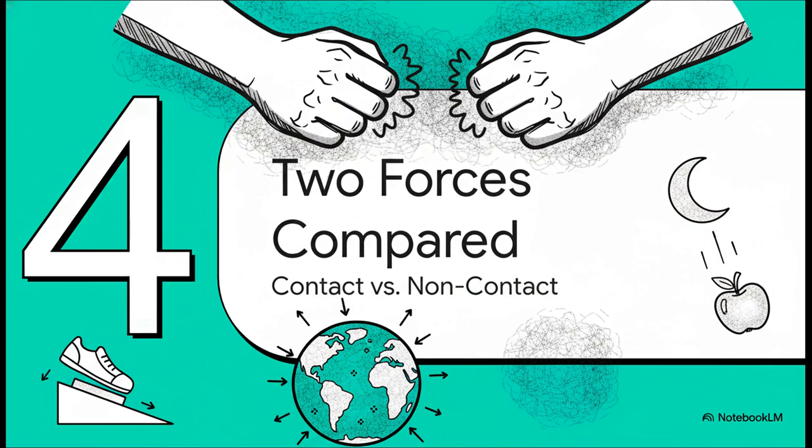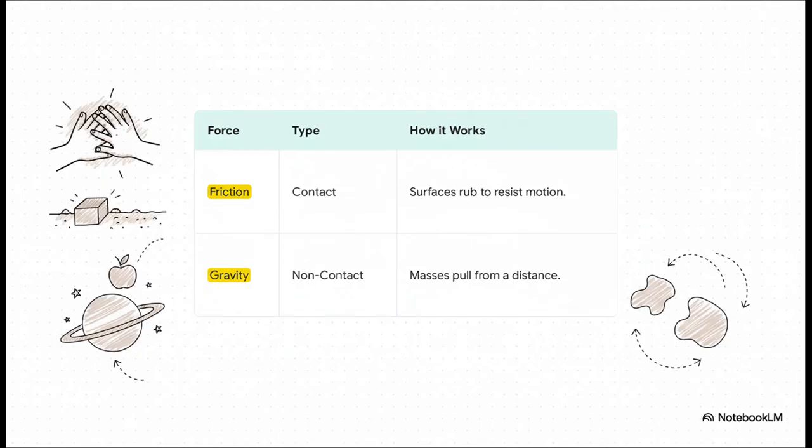All right, so we've met our two main players, right? We've got friction, the sticky force, and we've got gravity, the universal pull. So now let's put them side by side and really nail down the huge difference between them. And this really just boils it all down perfectly. Friction is a contact force. It's hands-on. It needs surfaces to be physically rubbing against each other to work.